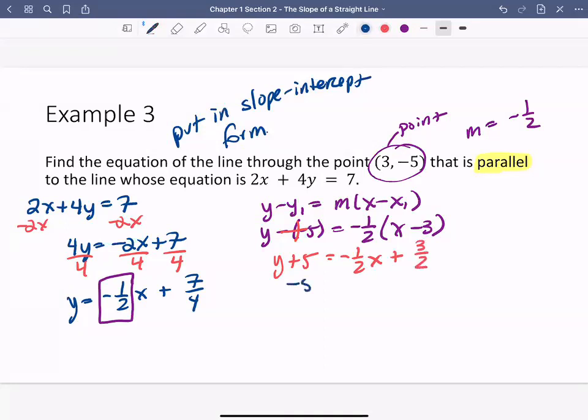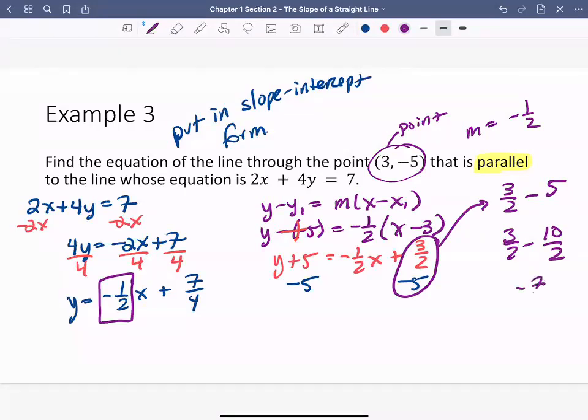Now I'm going to take and move the 5 over. That's my last step, and I now have some mental math over here that I have to do. So I have 3/2 minus 5. So I need to make sure they have common denominators. So I'm going to say 3/2 minus 10/2, because 10/2 does reduce to be 5. So now that I have common denominators, I just add my numerator. So it's 3 minus 10, so I get -7/2. So my answer here is y equal to -1/2 x minus 7/2.